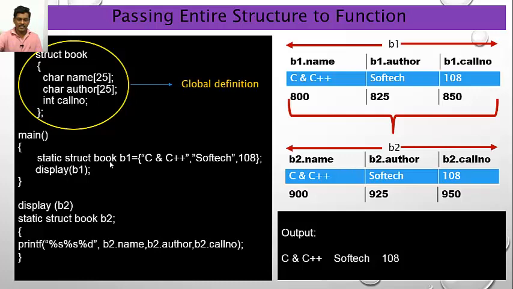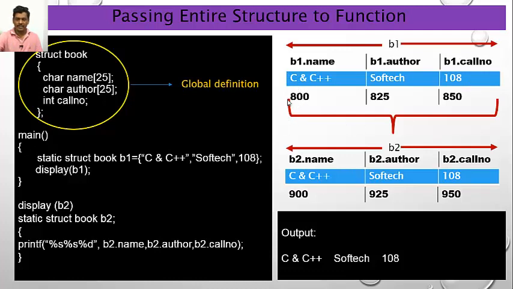So static struct book, because declaration and initialization are both in the same statement, we must use the static storage class specifier or the external storage class specifier. So here we use static struct book b1 equal to C and C++, softtext, 108. This is the memory mapping for that. This is the b1 variable. It consists of 3 elements: b1 dot name, b1 dot author, b1 dot call number. This is 25 bytes, this one is 25, this is 2 bytes. Totally 52 bytes. The size of b1 is 52 bytes.